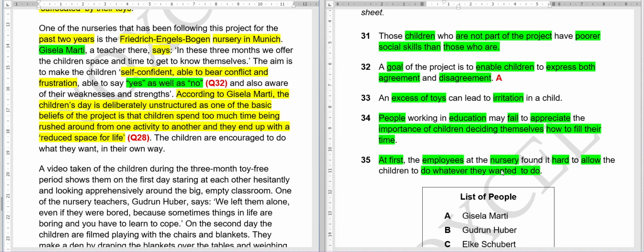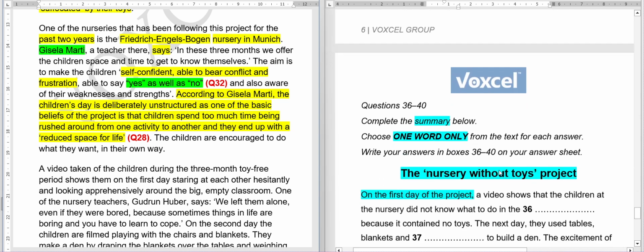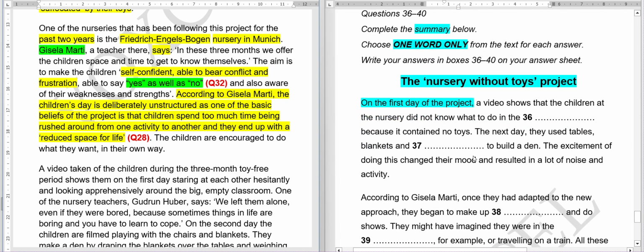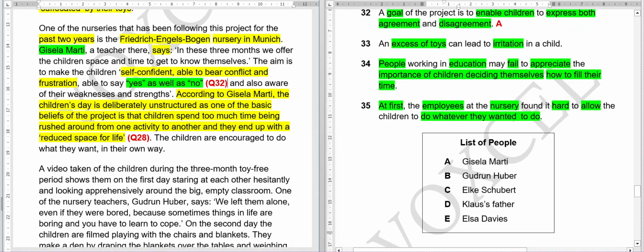find it difficult. Okay, now let's look at blanks. On the first day of project, is there any mention of the first day of the project? No, so we don't have to worry about that. Moving on to the next paragraph.